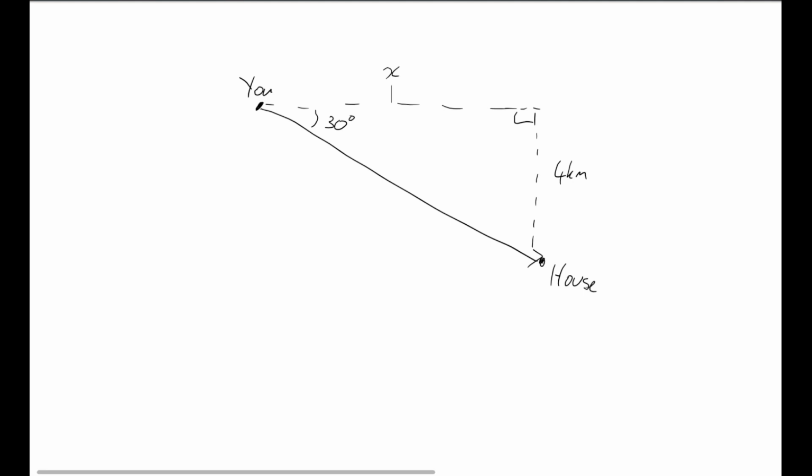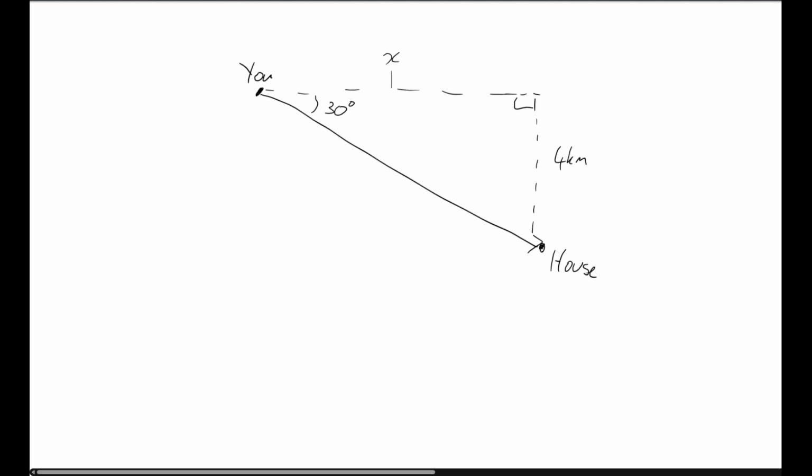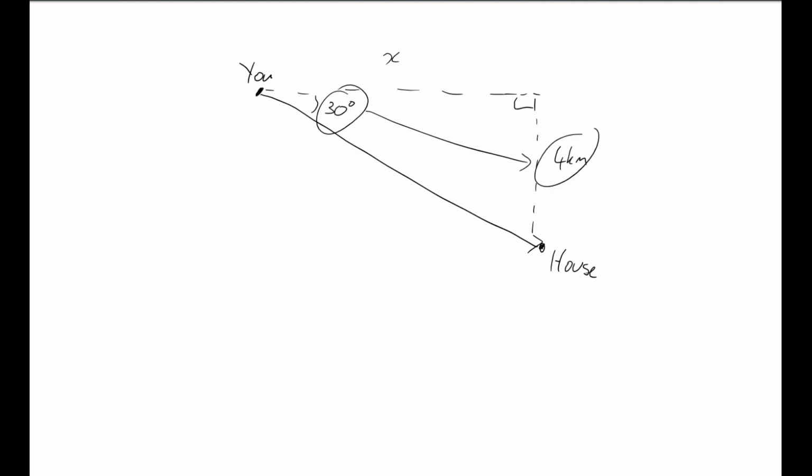Just like every other trig problem, we have ourselves a right-angled triangle. Okay, so in this particular problem, we have the angle theta, or the angle 30. We have the opposite side of 4 kilometers and the adjacent side of x. So that's going to be TOA.